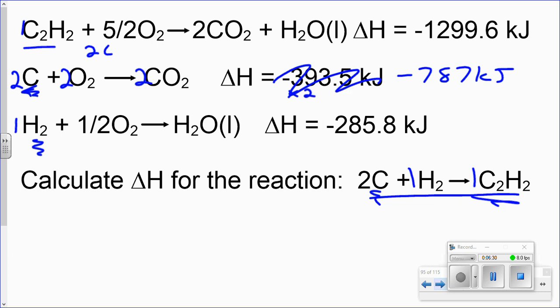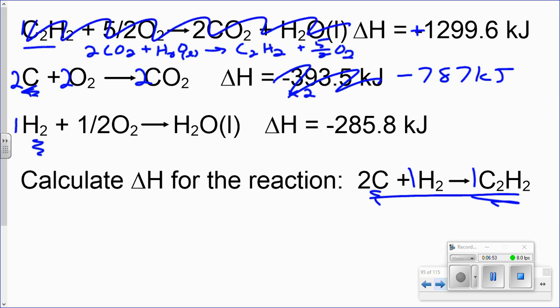So let me flip this. And I have 2 CO2 plus H2O liquid. By the way, I would label the versions of water because they vary. You'll find out the more you do these, you have to do that. Plus 5 halves O2. That's weird. Now flip the equation, flip the sign, so that's now positive. Okay? All right, now let's see if we can cancel things. Okay, hold on. Let me get rid of this so we don't get confused. Okay? Now, let's see here.